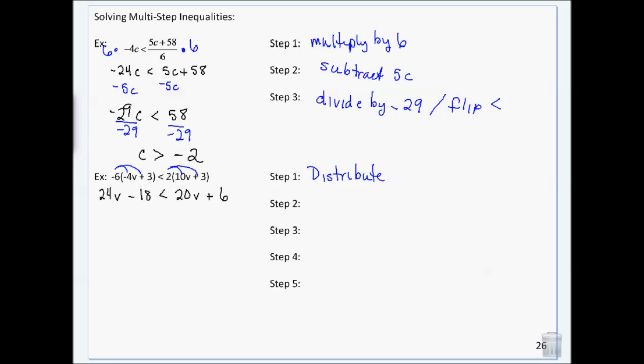Yes? I was always taught when I was back in school, when you wrote 24v minus 18 is less than blah blah, I was told to write 24v and then plus a negative. That's fine too. Is that all right? Yeah, they're the same.